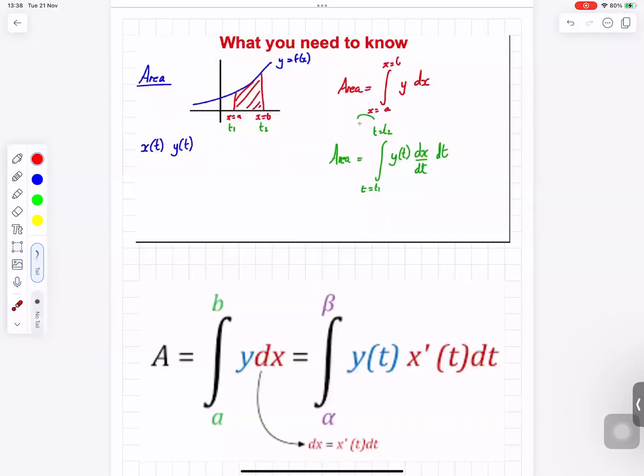So these are the formulae that we need for this question. I'll circle this one in green there. y of t times dx over dt. The same thing, y of t, x dash is dx over dt. That gives you that area. So if y times dx over dt, and then you integrate.